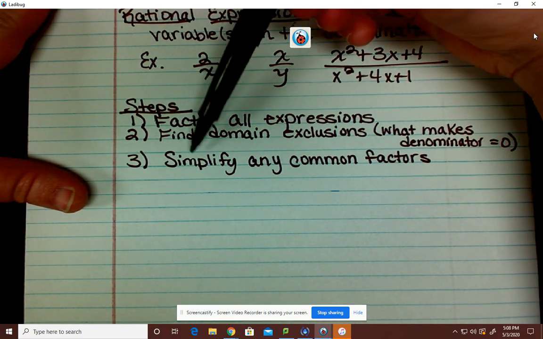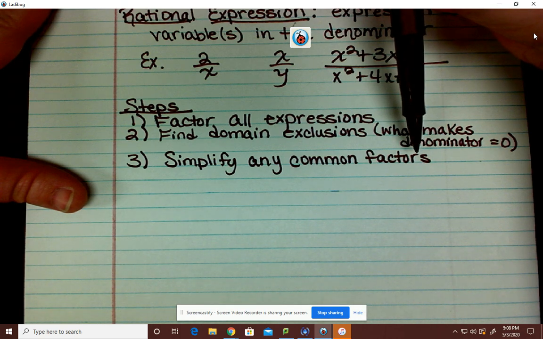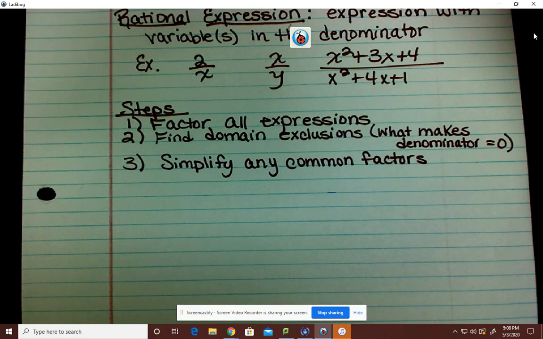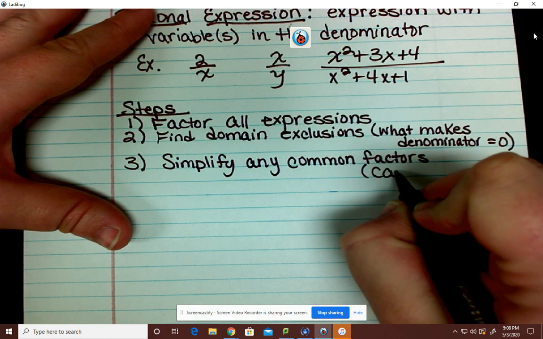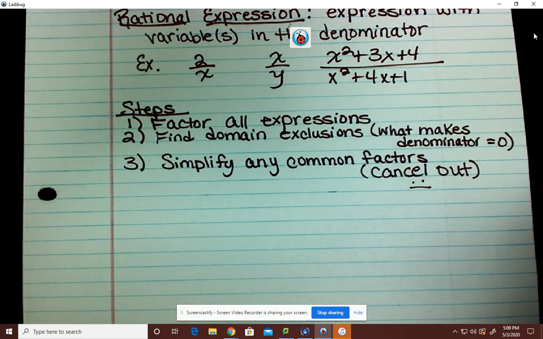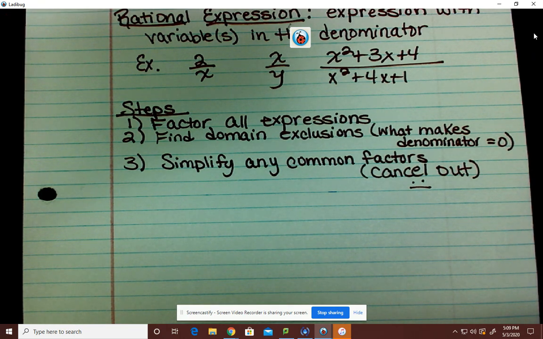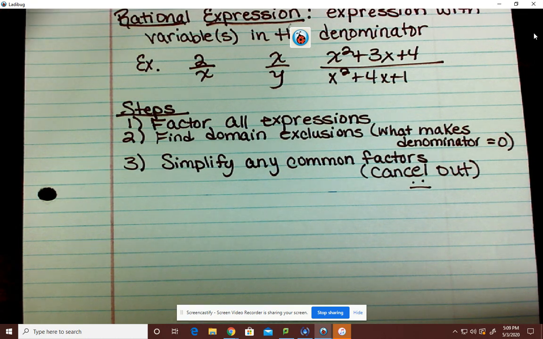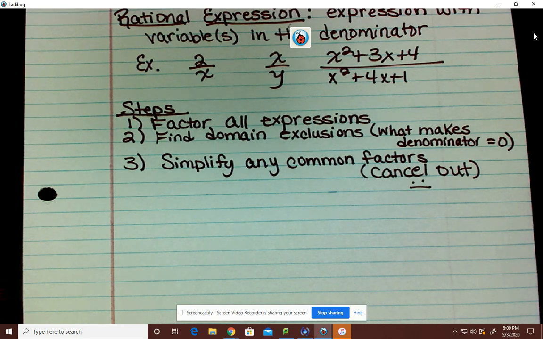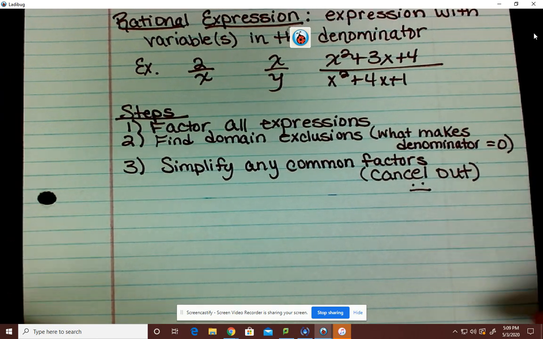And then you're going to simplify any common factors. What that means is you're going to look for expressions that are the same, and then we're going to simplify them. And you know I hate these terms, but I'm going to go ahead and use it because that's what a lot of you like: we're going to cancel out. I'm a little nervous with using those words because that's not what that really means, but we're simplifying, and that's the way you think about it, is canceling them out. So if you follow these steps, you'll get to the right answer.